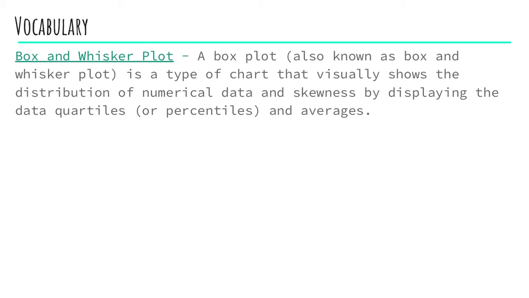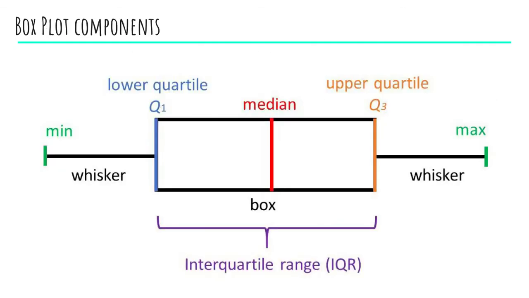A box and whisker plot, which is also known as a box plot, is a type of chart that visually shows a distribution of numerical data and skewness by displaying the data quartiles or percentiles and averages. Here's an example of what a box plot looks like.